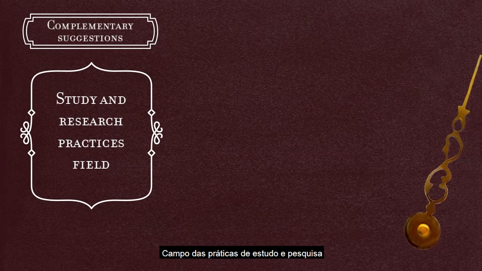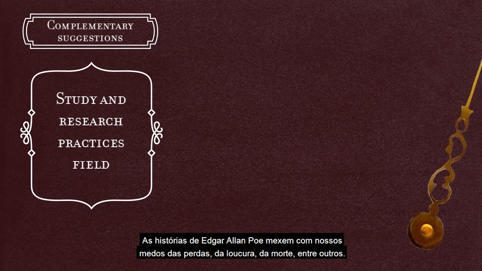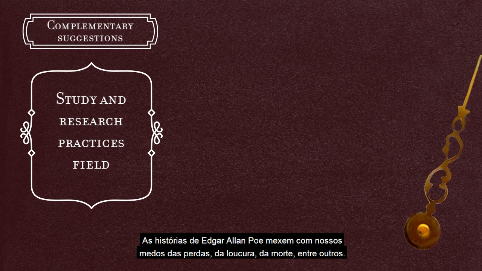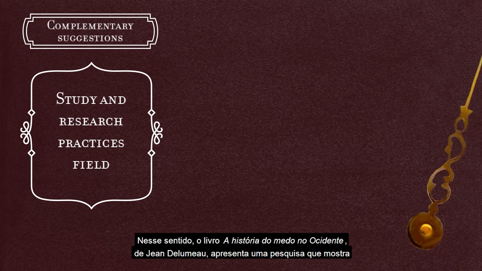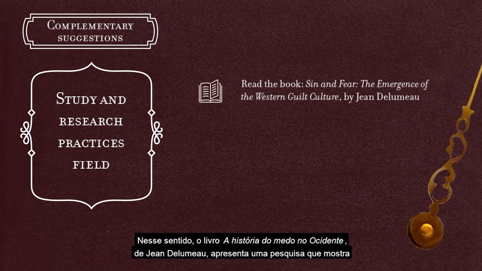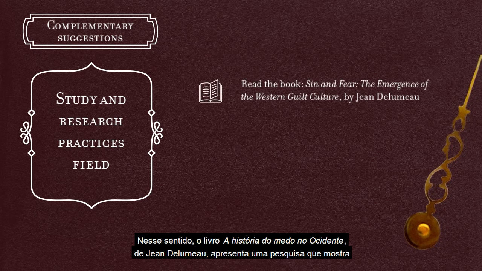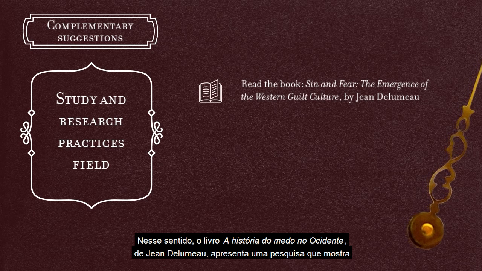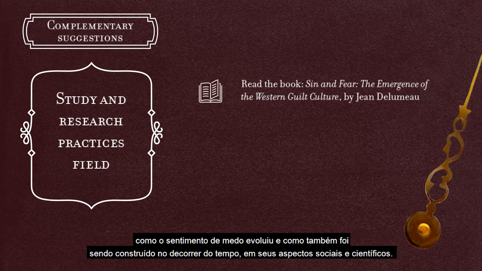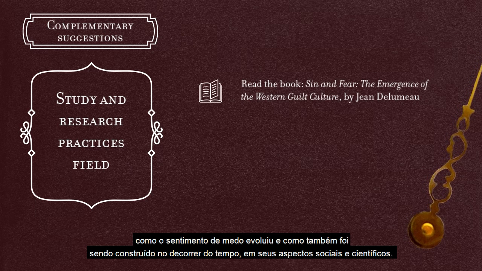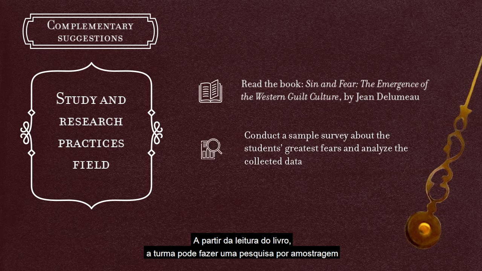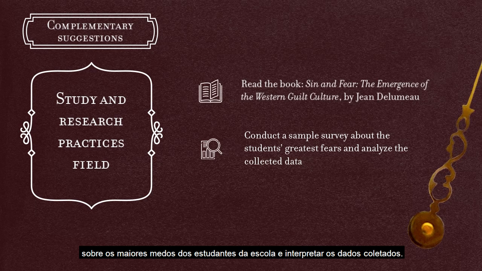Study and research practices field. Edgar Allan Poe's stories mess with our fears of loss, madness, death, among others. In this regard, the book Sin and Fear, The Emergence of the Western Guilt Culture by Jean Delumeau presents a research that shows how the feeling of fear evolved and how it also built over time in its social and scientific aspects.